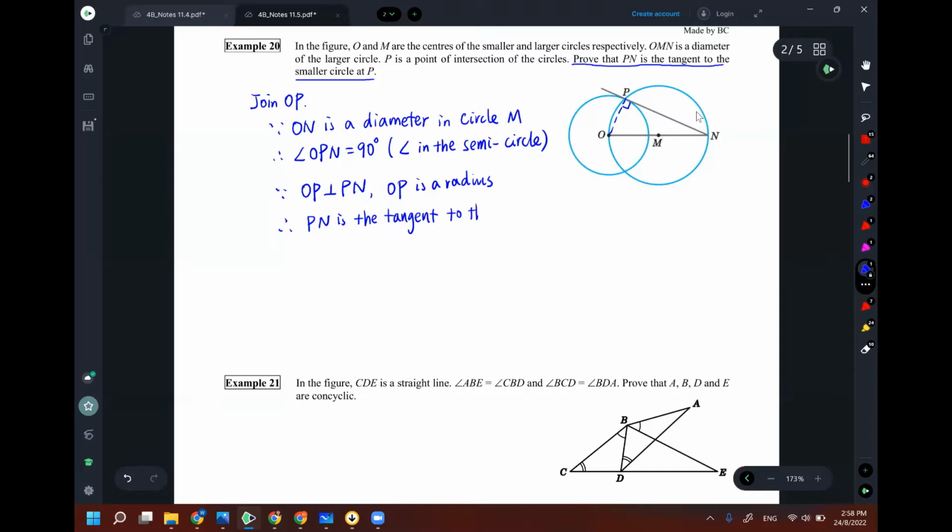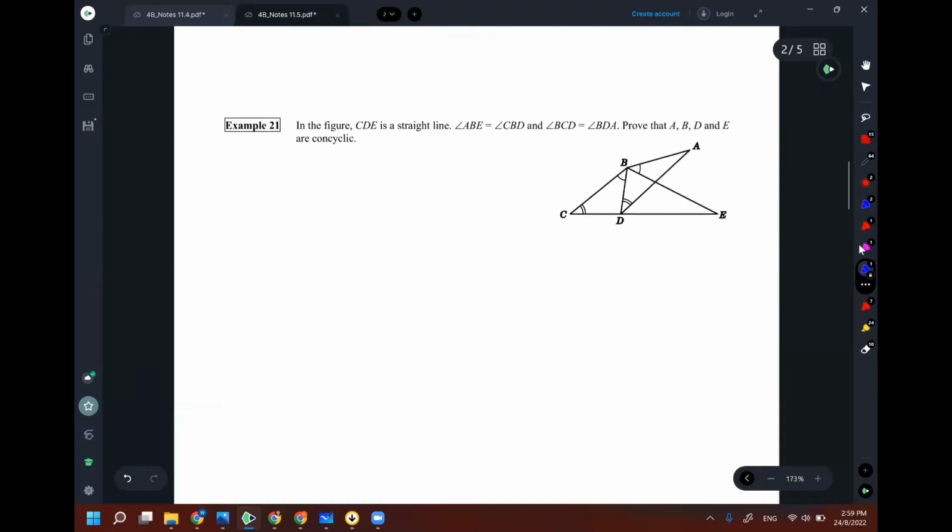to the smaller circle at P. Now here I'm using the converse of tangent perpendicular to radius. And then I'm done. It's a simple proof, only 2 steps. But still, you must learn how to write a formal proof. The next example.